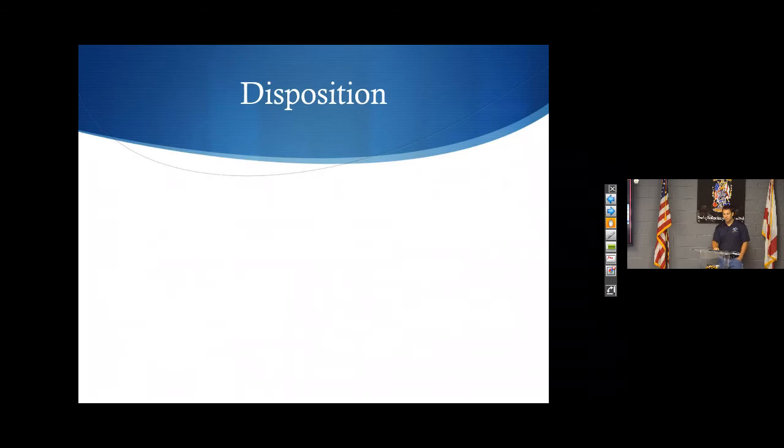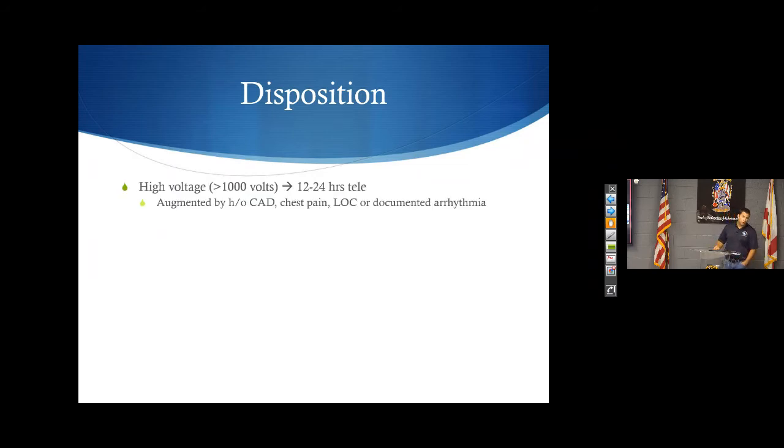So what are we doing with these patients? A high voltage injury, again, that arbitrary 1,000 volts. Most often these folks are going to get monitored for 12 to 24 hours on telemetry, so on the cardiac monitor, looking for the development of any cardiac dysrhythmias. But again, take into account their medical history. Do they have heart disease? Were they having significant chest pain? And that was another reason we ended up admitting this guy.